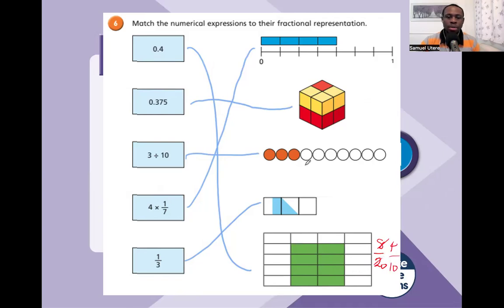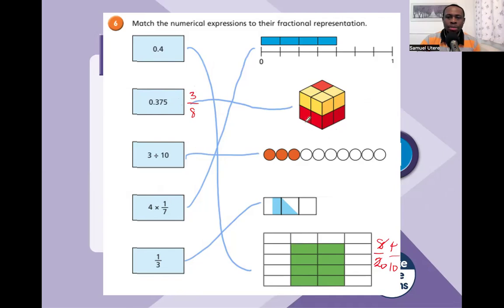Let's look at this one. This says 3 divided by 10, which is 3/10, or 3 out of every 10. And you can see that 3 is shaded out of the 10. Here is 0.375. Did you remember our very first example, our very first question, or one of the questions in our retrieval practice? 0.375 is 3/8. So 3 out of every 8.